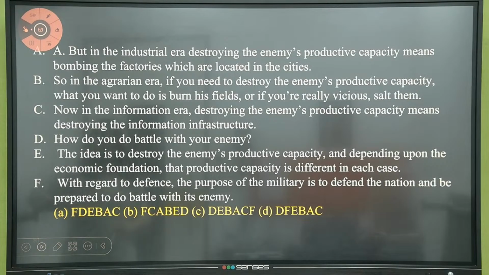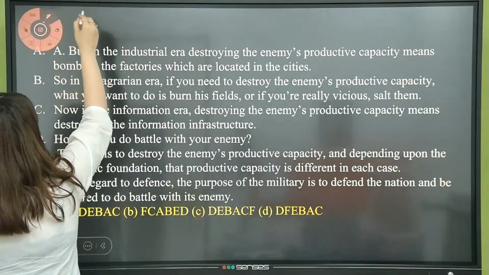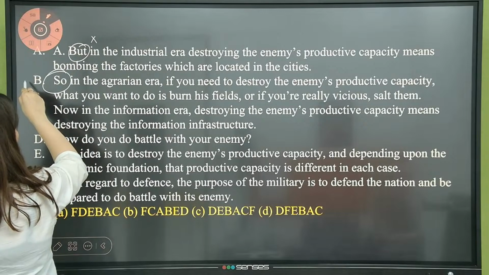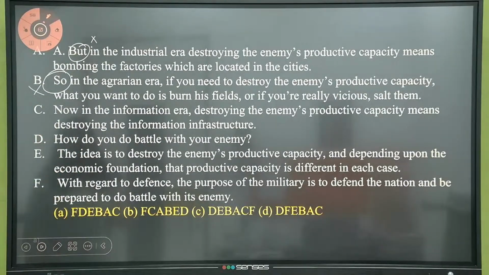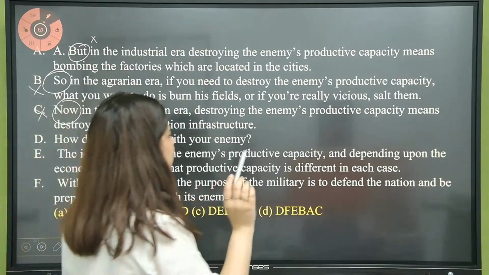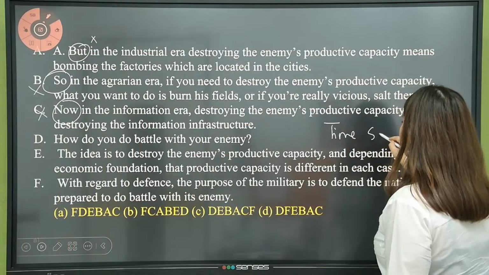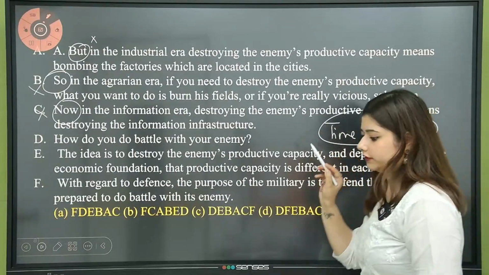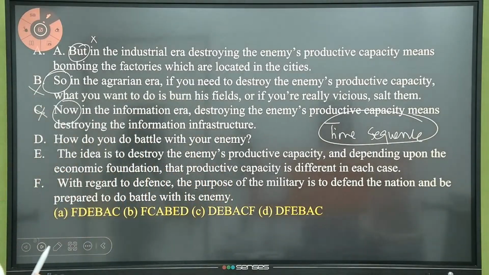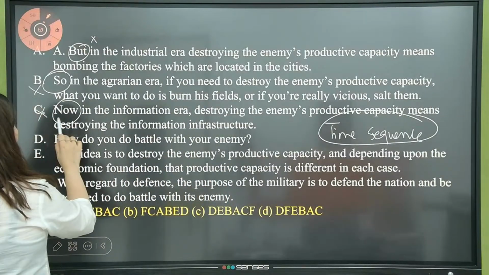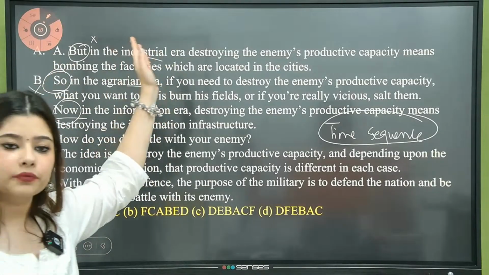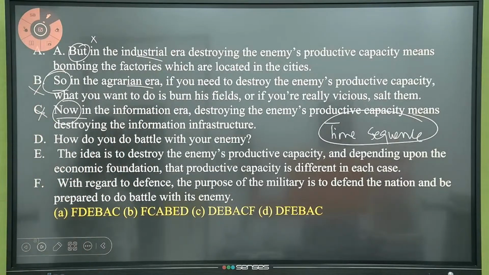Next, but in the industrial era, but cannot be my introductory statement. So in the agrarian era cannot be my introductory statement. Now in the information era, so one thing that I understand is that this paragraph is following some time sequence. Now, it is talking about eras, different eras, three eras. Some time sequence is being followed here.